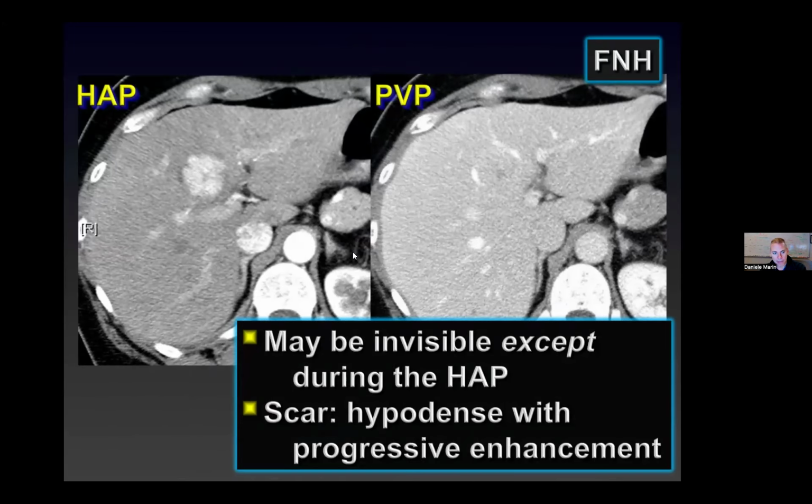Another example, again, sustained homogeneous enhancement on the arterial phase and fading of the lesion to isodensity, in this case, on the portal venous phase. So in this particular example, you can see the only chance you have to see the lesion is actually the hepatic arterial phase.